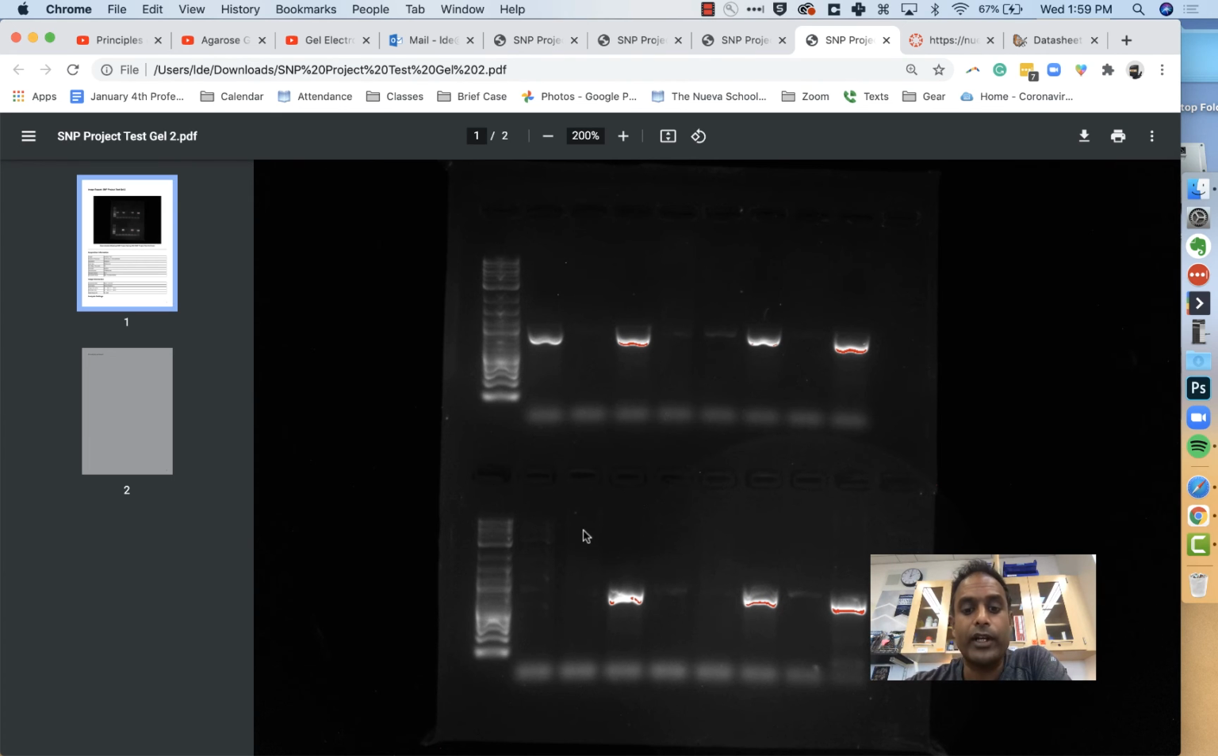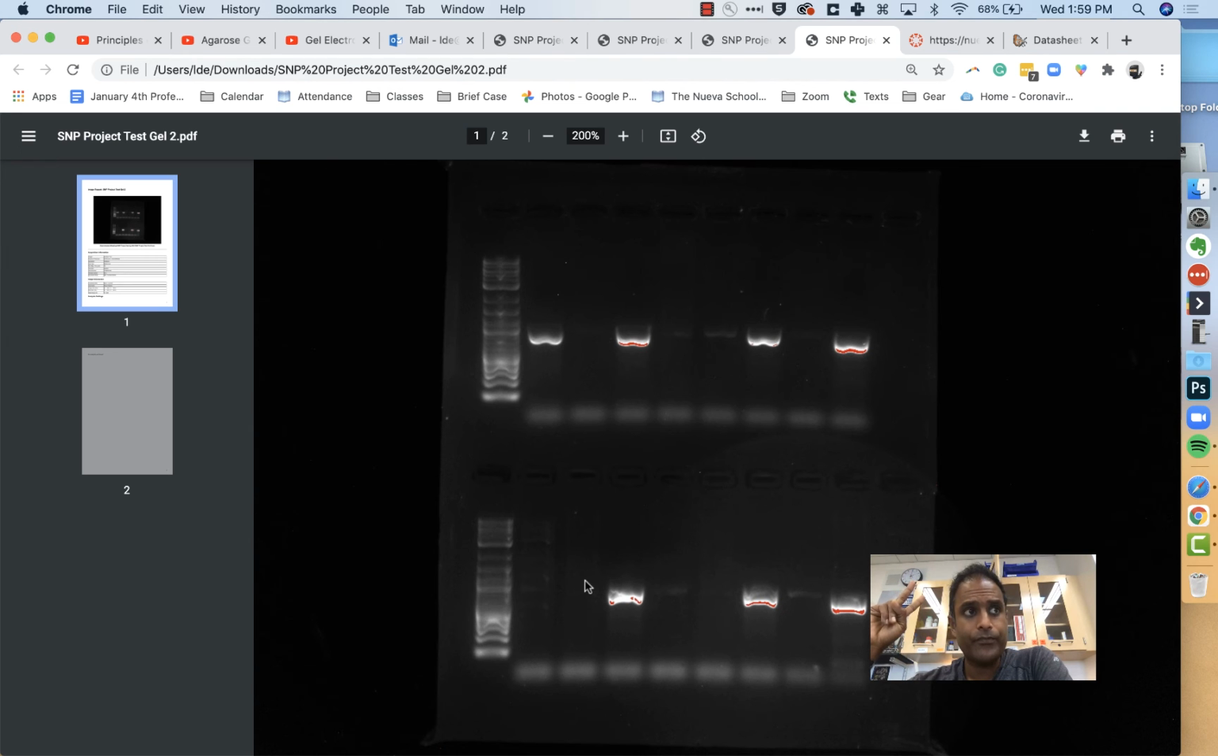All right, so what's going on here? In this reaction, I have primers, but I don't seem to have anything amplified. Okay, well, that can mean one of two things. My primers didn't work, or I didn't isolate my DNA. So how can I distinguish between those two things?